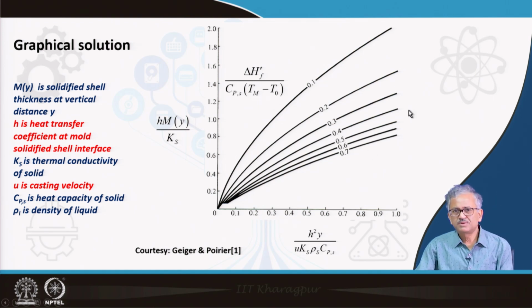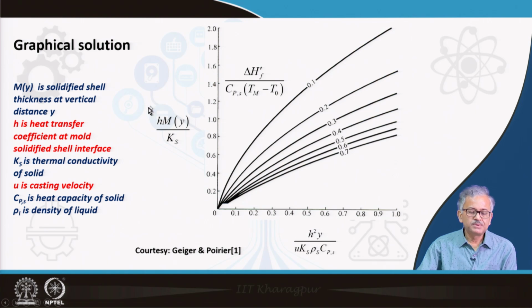In this plot there are several such plots. In this plot, what is plotted? In the x axis you have the dimensionless axial distance. It is defined as h square y by u, ks, rho s and cps, where h is the heat transfer coefficient in the thermal boundary layer across the solid liquid interface, and the heat transfer coefficient at the solidified shell mold interface. And y is the axial distance, u is the velocity of the casting, ks is the conductivity of the solid, rho s is the density of the solid, cps is the heat capacity of the solid.